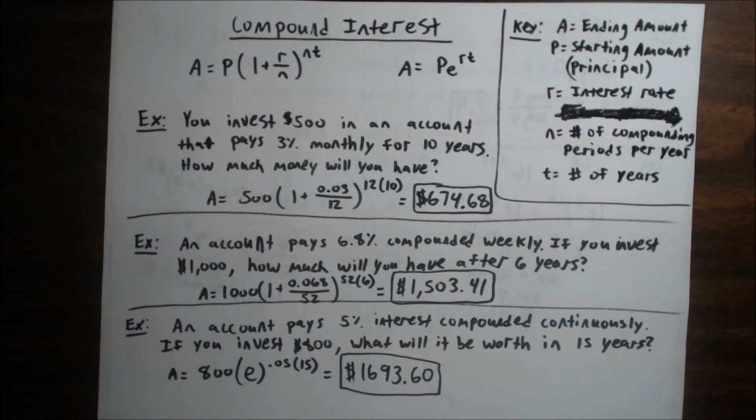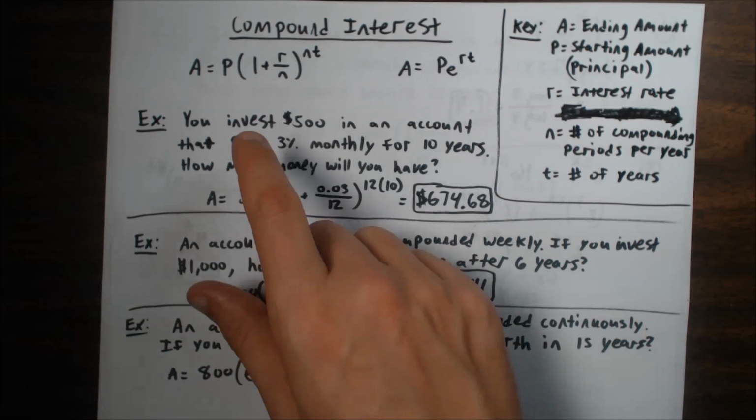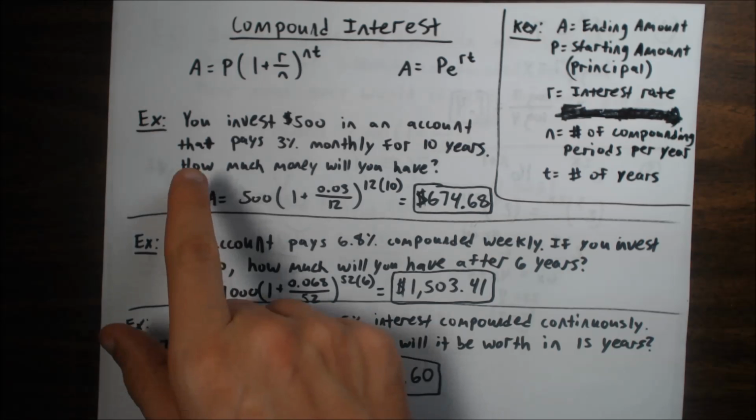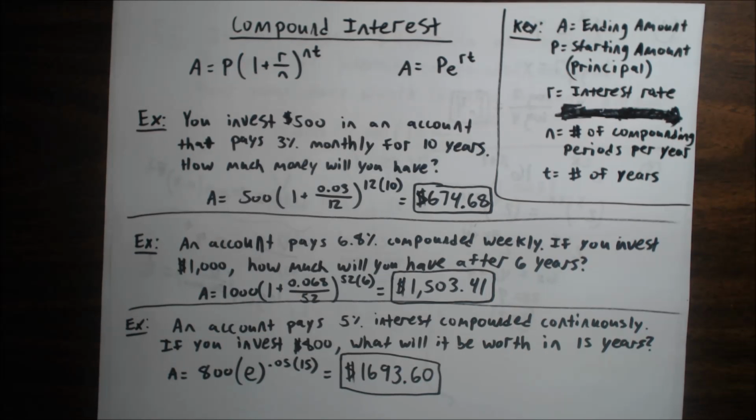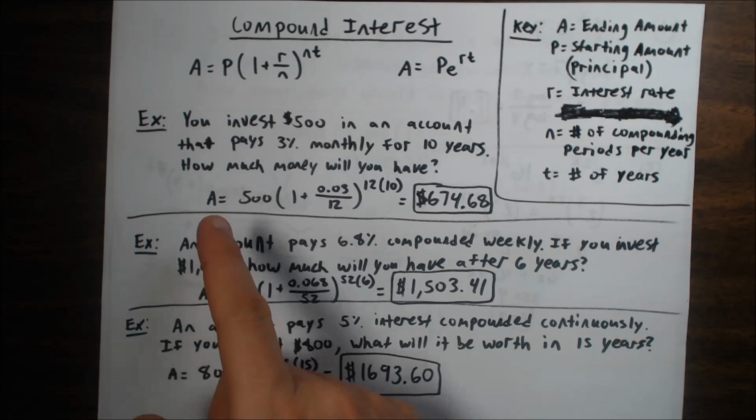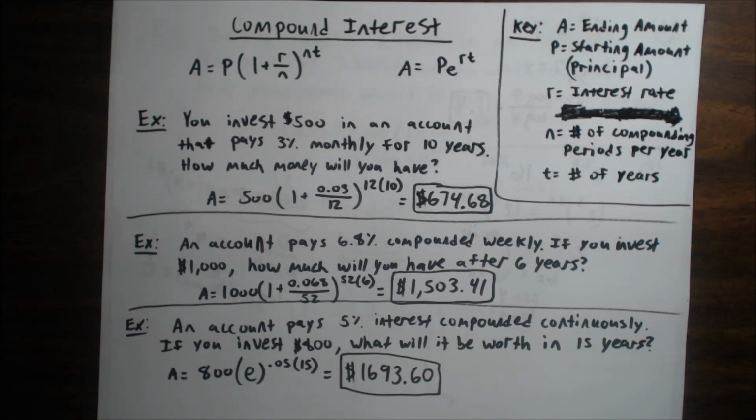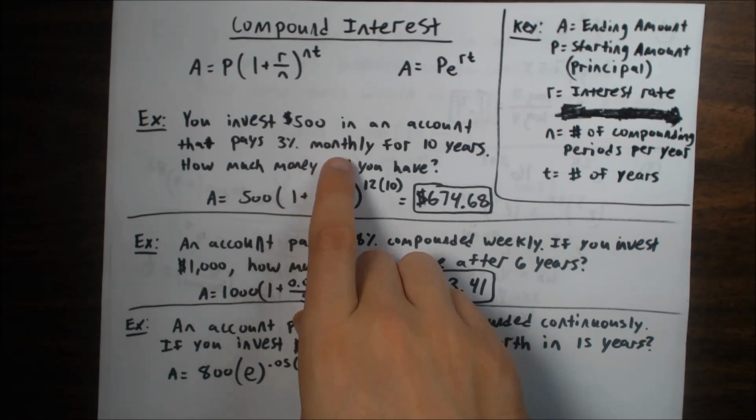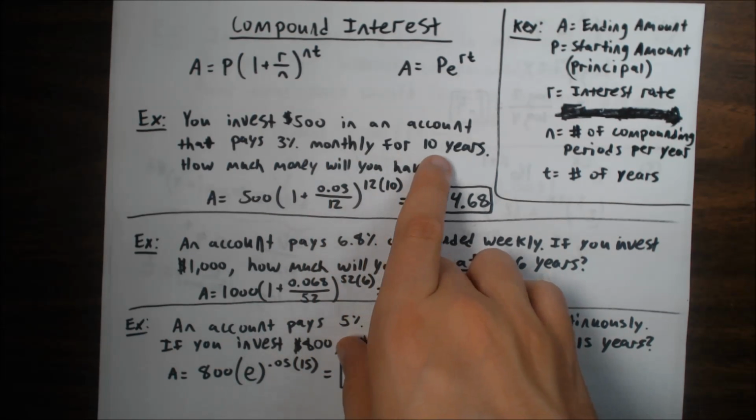All right, so let's just look at some examples. The first few, we're going to be using this formula. If you invest $500 in an account that pays 3% compounded monthly for 10 years, how much money will you have? 3% is the interest rate, compounded monthly, and you're going to hold it for 10 years.